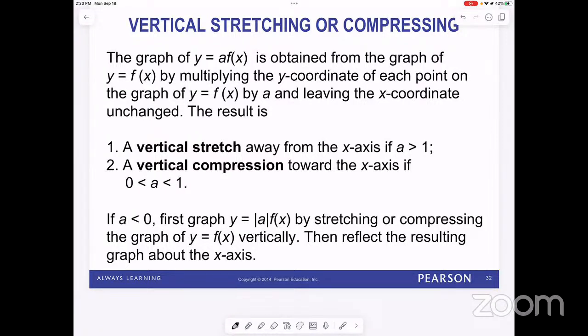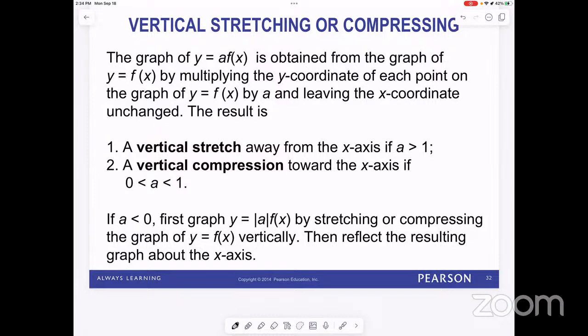So the graph of y equals a times f of x is obtained from the graph of y equals f of x by multiplying the y coordinate of each point on the graph by a and leaving the x coordinate unchanged. The result is it's going to be a vertical stretch that moves away from the x-axis if that a is larger than 1. It's going to be a vertical compression towards the x-axis if that a is between 0 and 1.